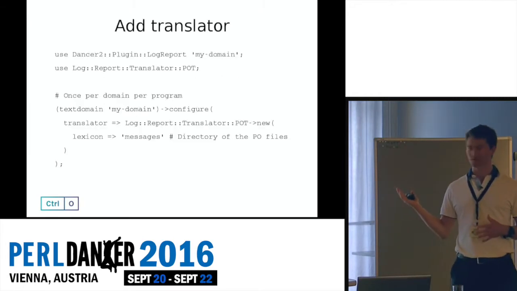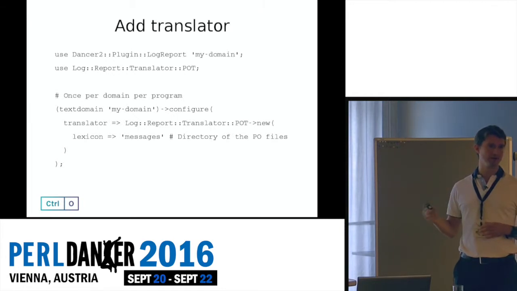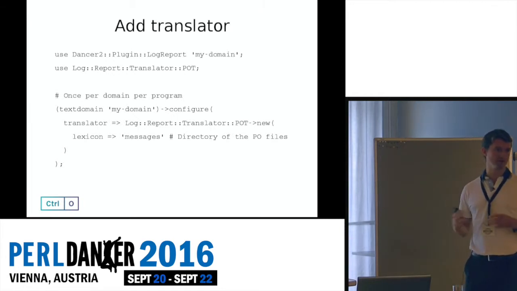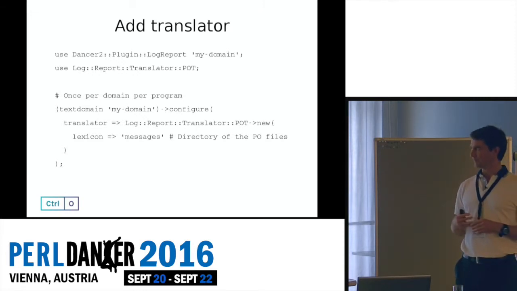What we do is we use the plugin, and then we configure a translator. It looks a little bit complicated, but you only need to do that once. And what that does is tell the plugin where to find the translation tables. I won't go into the full details of how it works. It just says where those PO files are and how to translate them.